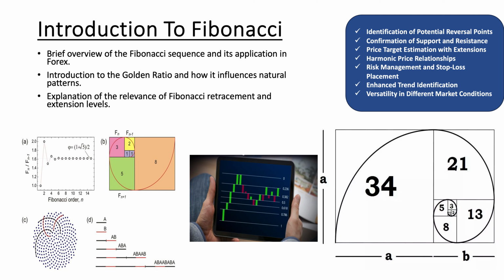Now, the Fibonacci retracement levels are 0.236, 0.382, 0.618, and 0.764. And the Fibonacci extension levels are 0.382, 0.618, 1.000, 1.328, and lastly 1.618.